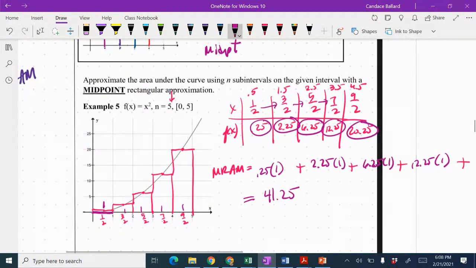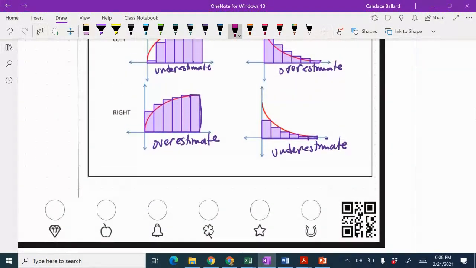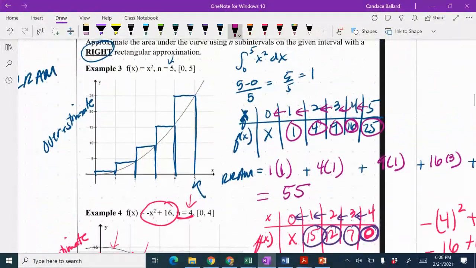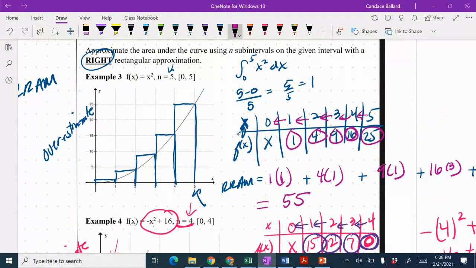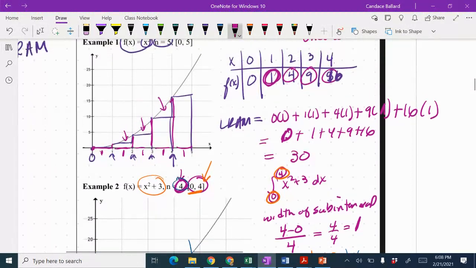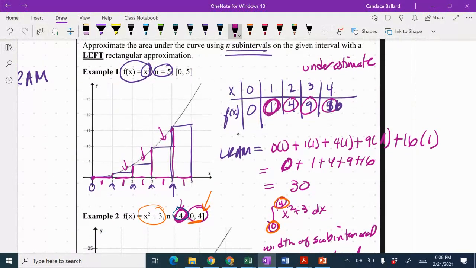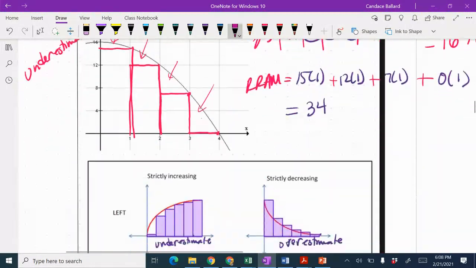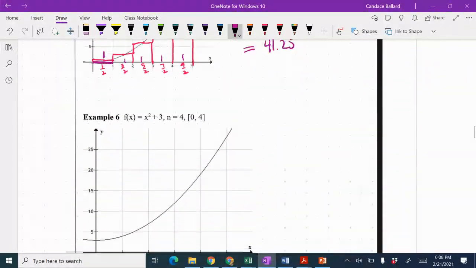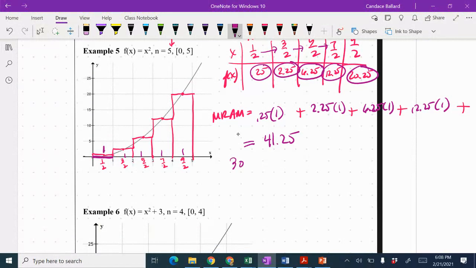And if you notice, this is the same function we've done a whole bunch of times. Look at this compared to my RRAM version of it, which was 55, which is a little bit bigger and we said was an overestimate. And then my LRAM was 30, which we said was an underestimate. So we're actually in between the two. So we're between the 30 and the 55 that we had before. So this ends up being between 30 and 55, which is good. We're getting closer to the actual area underneath that curve.